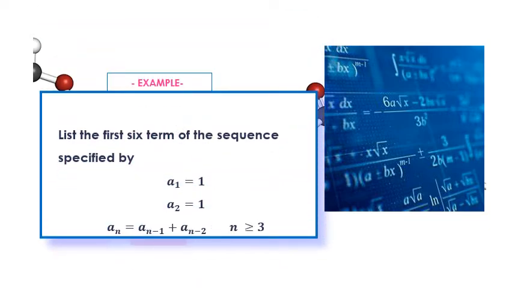Okay, another example. List the first 6 terms of the sequence specified by a sub 1 is equal to 1, a sub 2 is equal to 1, and a sub n is equal to a sub n minus 1 plus a sub n minus 2, wherein n is greater than or equal to 3. So it is specified here. We have our recursive formula, which is a sub n is equal to a sub n minus 1 plus a sub n minus 2.